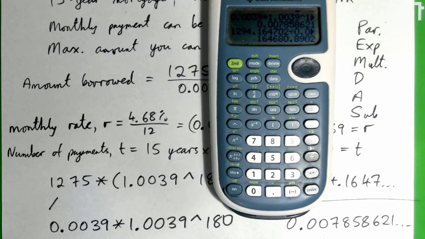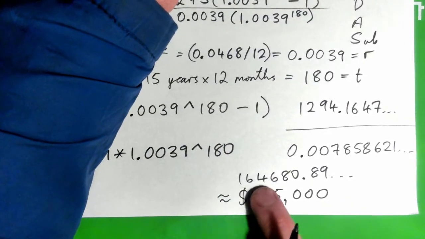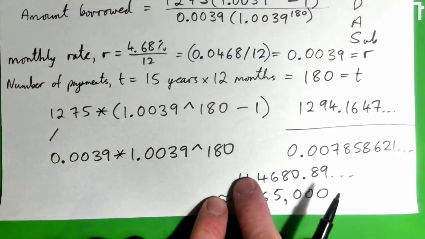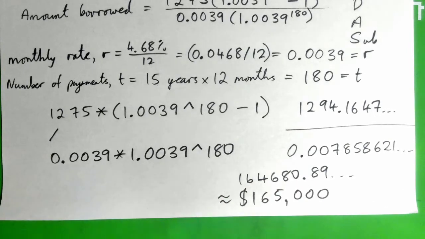Oh, let me show that, sorry. So you should get this divided by this, should get this, and then it rounds to about 165,000. Let me just double check that is correct. Yeah, it is. And we could have done it as a one-liner.